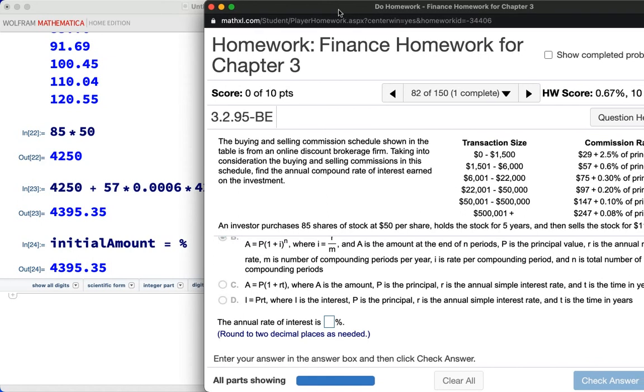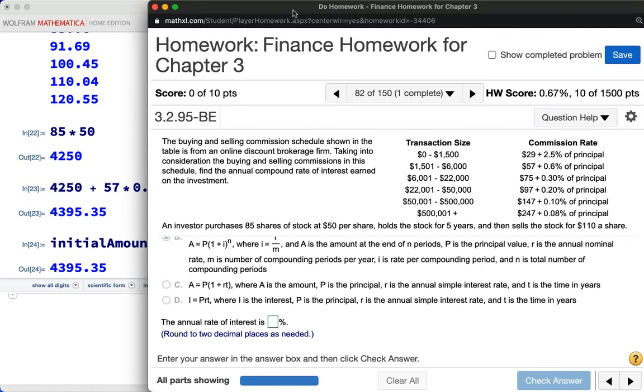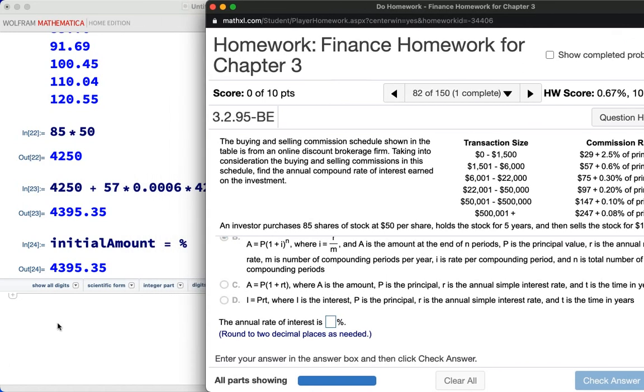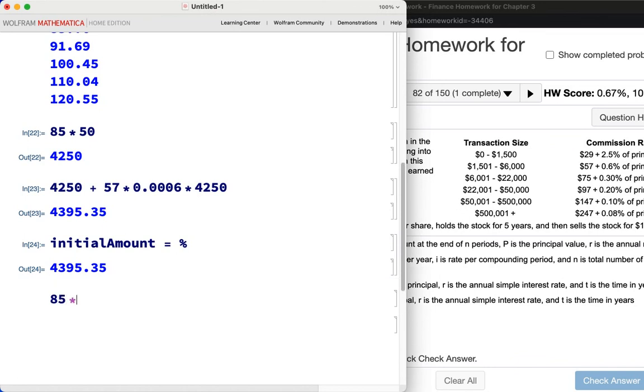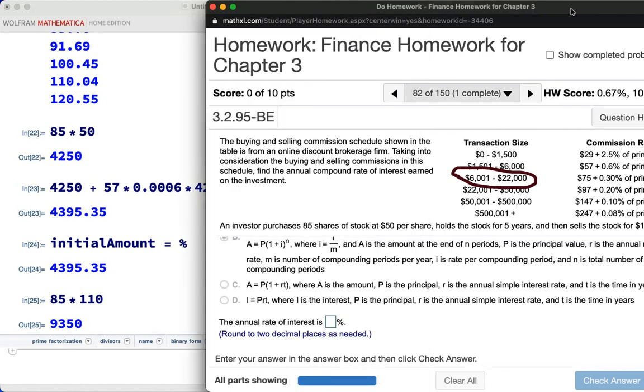So then it says here, I'm able to sell the stock for $110 a share, right? So I have 85 shares of stock, and I'm able to sell each share for $110. That's $9,350. So $9,350 is in this category, right? So now this gets to be the tricky part, okay?